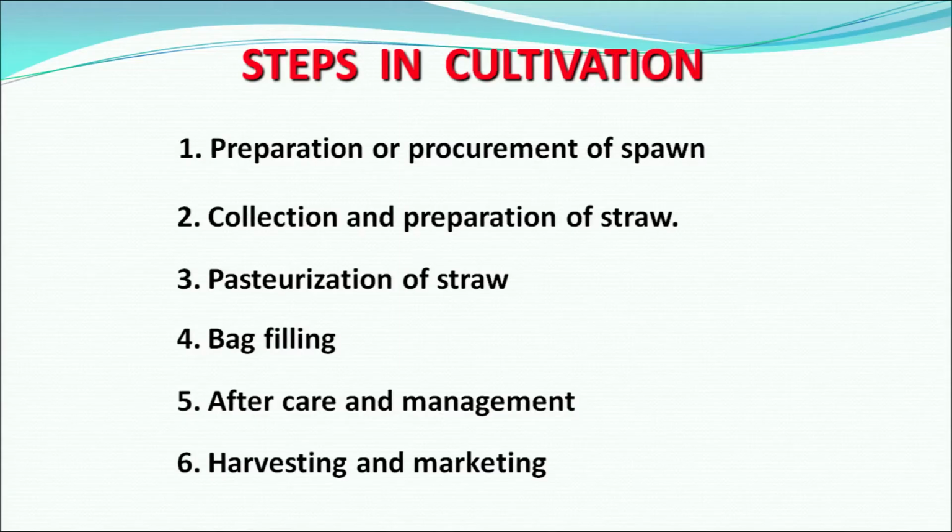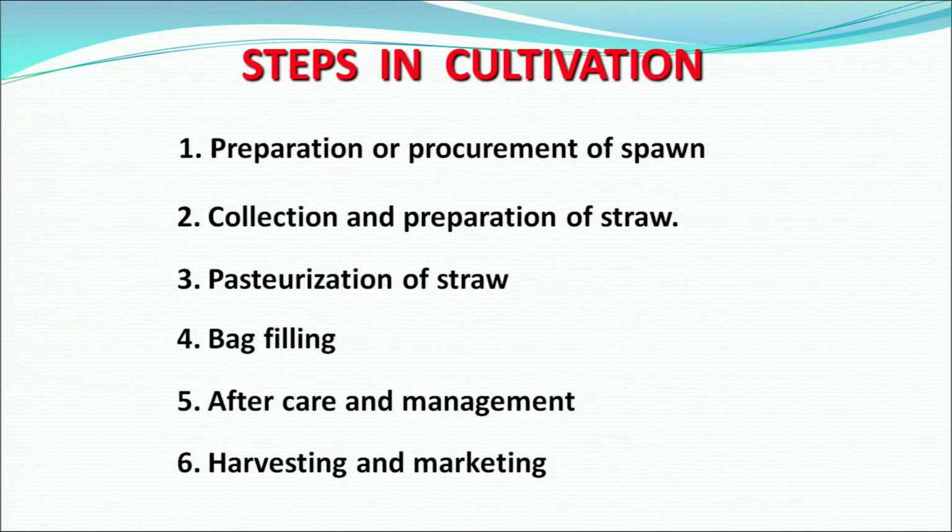Steps in cultivation. The first step is preparation or procurement of spawn. Normally all mushroom growers cannot prepare their own spawn, so they procure it from reputed agencies. But one should ensure before purchasing that the spawn is of good quality. It should not harbor any competitor molds or any other fungus, it should be uniform, and it should also not be old. Then collection and preparation of straw. As I have told earlier, the straw should be fresh enough.